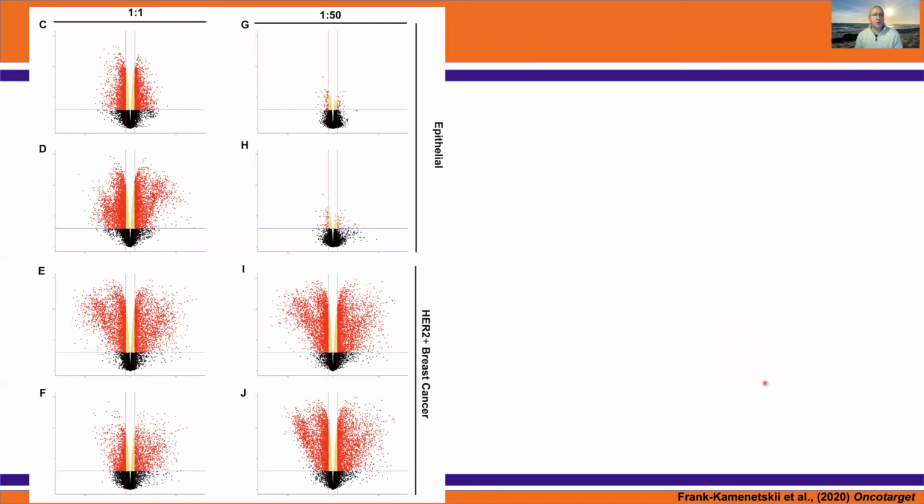So we did the comparisons for all of our sorted populations. And in this case here, in G, this is our 1:50 HER2 negative fraction compared to our epithelial cells. So you would expect very few genes that are differentially expressed, which is what we'd expect, because these are basically epithelial cells being compared to epithelial cells in slightly different culture conditions. We move down to H. These are the normal epithelial cells' RNA-seq patterns compared to the redirected cells. Very few genes continue to be differentially expressed.